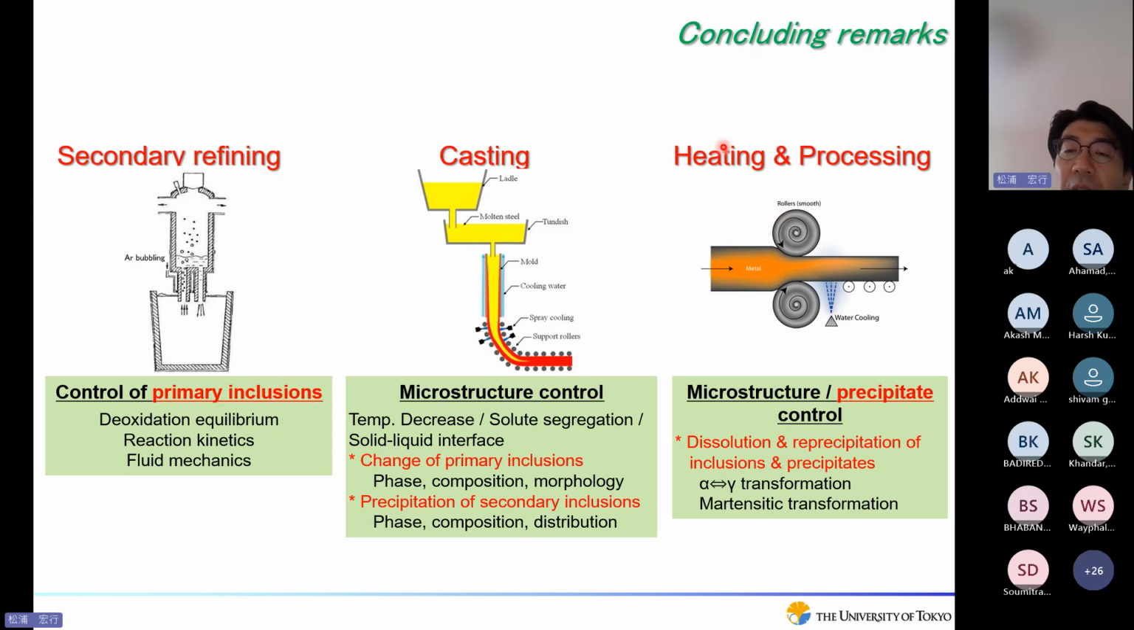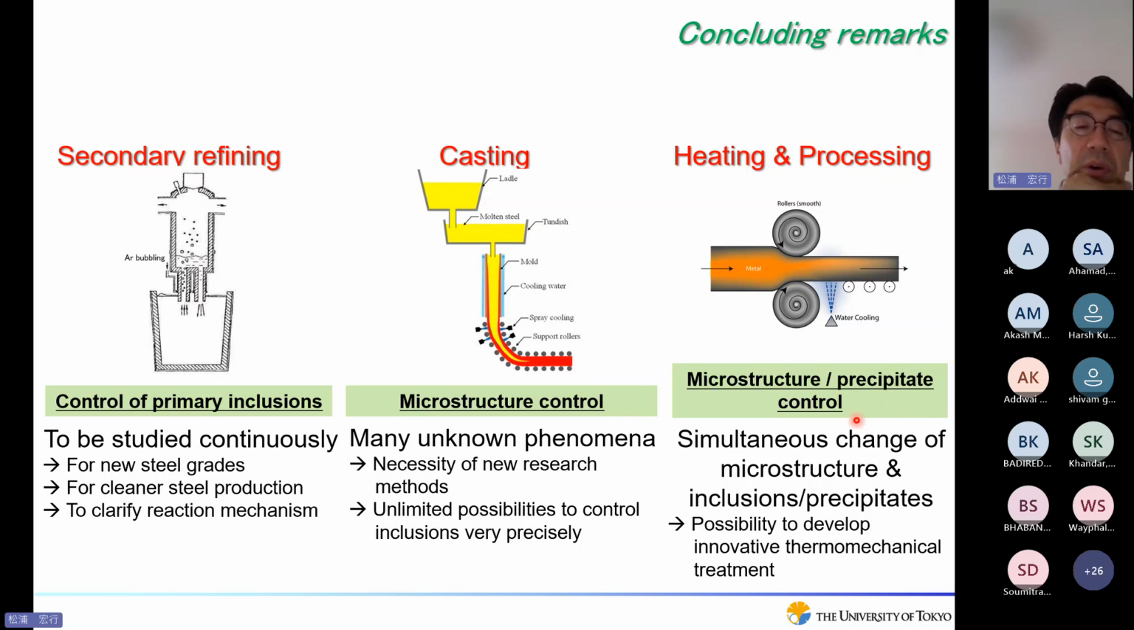In the heating, I mean the post-processing, you can see the microstructure and precipitation control can be done. So we still study these things intensively in order to control the inclusions precisely from the secondary refining part to the casting and heating process. So still the inclusion methodology is quite an important part to achieve very high grade clean steel production. And then we need to make continuous effort for that.